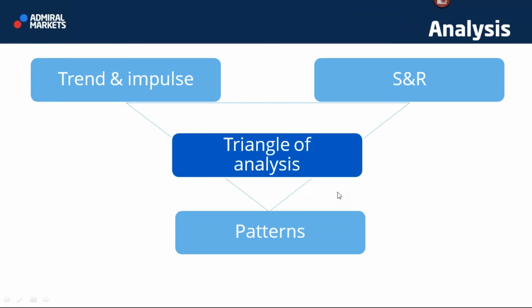So we talked about this already several webinars ago, talked about the analysis. I use these three things: trend and impulse, support or resistance, and patterns, what I call the triangle of analysis. So basically, when I do this analysis, I have an outlook for the day, for the week, for the month, for the year, for the long term.